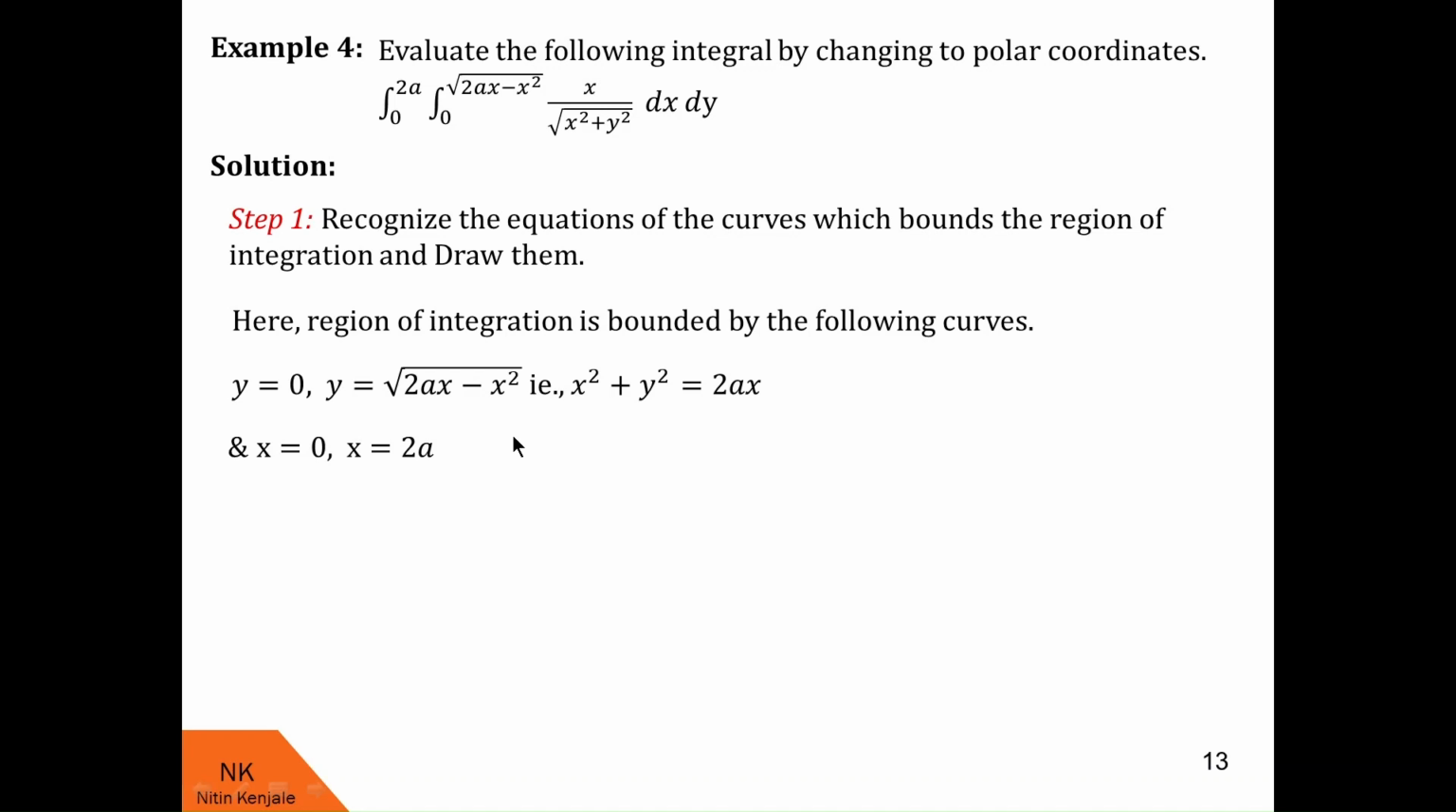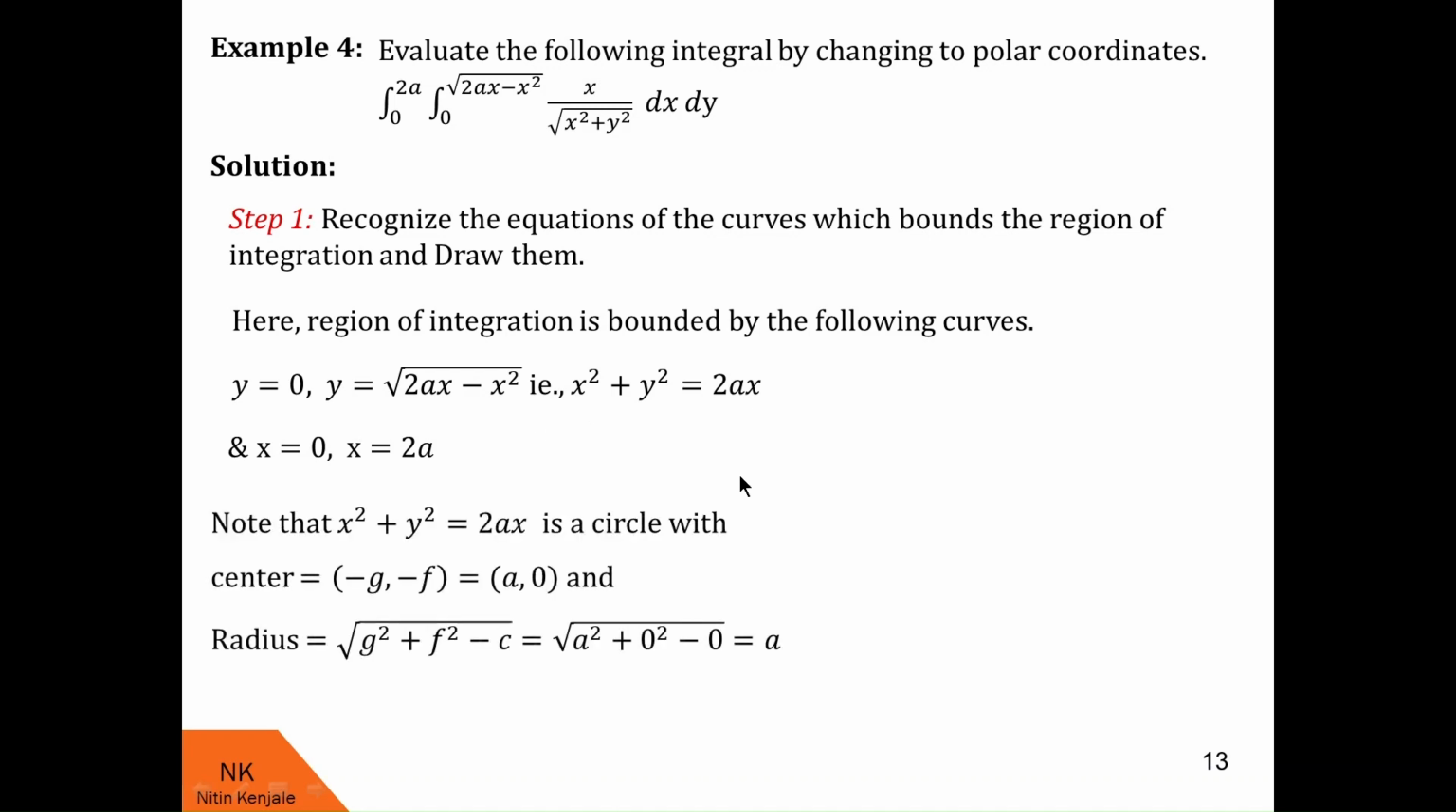Here note that x square plus y square is equal to 2ax is a circle with center a comma 0 and radius a. You can compare this equation of a circle with the standard equation of a circle given by x square plus y square plus 2gx plus 2fy plus c is equal to 0, in which the center is given by the coordinates minus g comma minus f and the radius is given by the formula under root g square plus f square minus c.